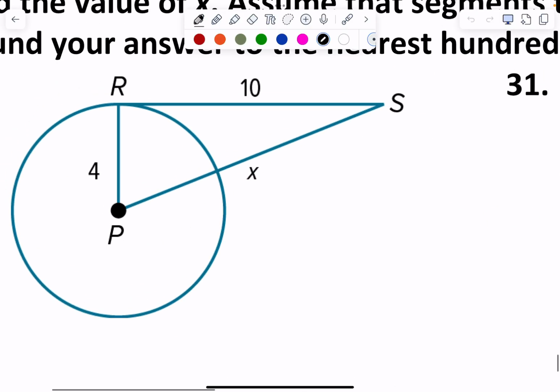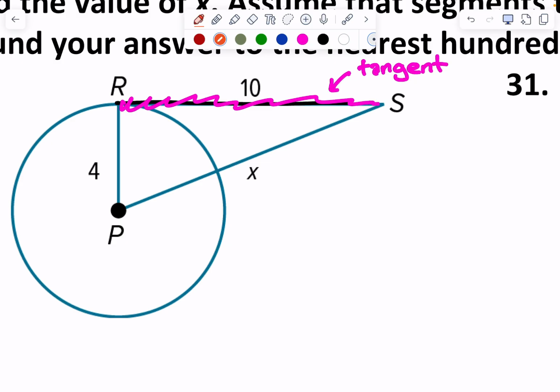We have this line going on right here, this little pink one. What is he called? He is a tangent. A tangent touches the circle at only one place. If he is truly a tangent, this will be a 90-degree angle, and we have to solve for x. Okay, how do I do that?